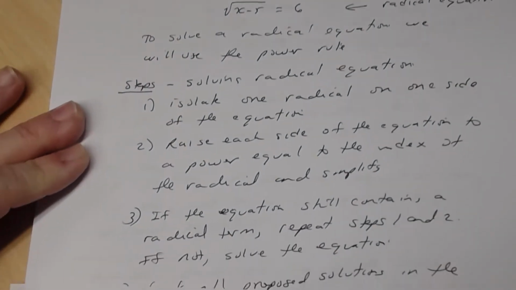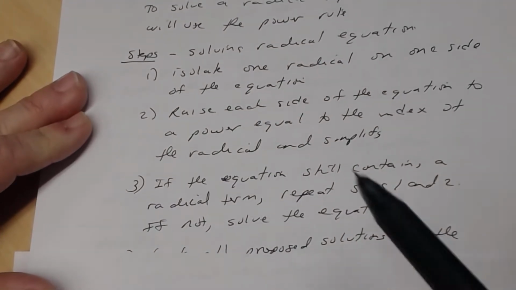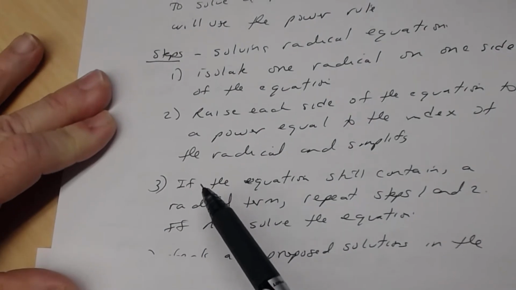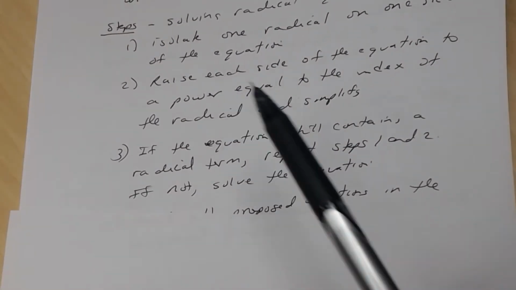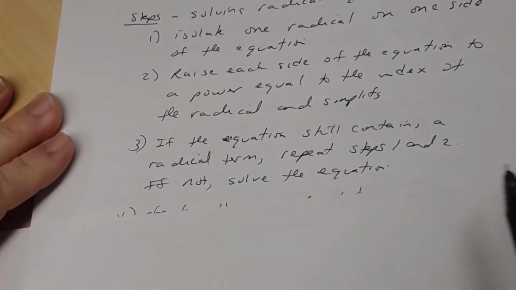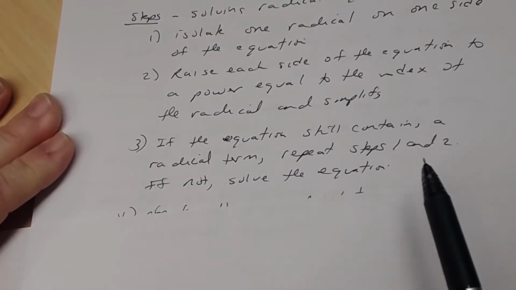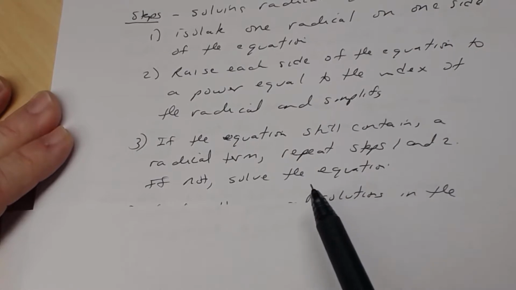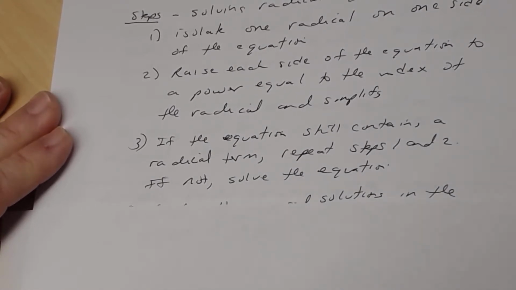if the equation still contains a radical, so that's where we have more than one radical. The easy kind is where there's just one radical. It's not difficult, but a little bit more work if you have more than one radical. But if there's still a radical left, you're going to repeat steps 1 and 2. If there's no radical left, then you can just solve the equation. You're going to see what we mean by that in a few minutes.